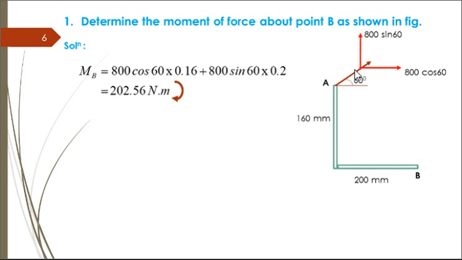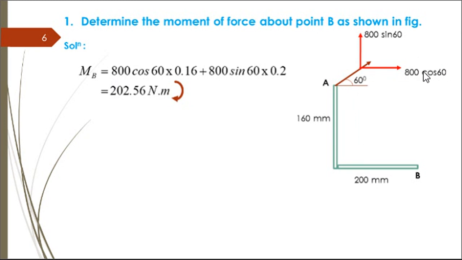To find this, we know that moment is equal to the product of force and perpendicular distance. As this is an inclined force, we resolve it into orthogonal components, that is, the component along x and the component along y. The horizontal component is 800 cos 60 degrees, the angle made with the x axis, and therefore the vertical component is 800 sin 60. So the moment about point B is equal to 800 cos 60, the force, multiplied by the perpendicular distance.